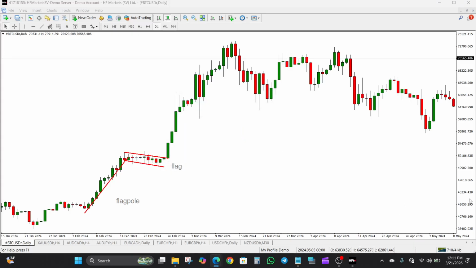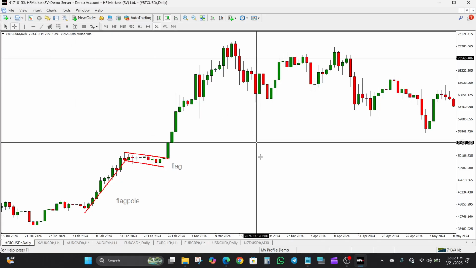Now, the limit zone refers to the best area within that flag where traders look to enter a trade. Instead of waiting for a breakout, some traders enter near the edges of the flag. For example, buying near the lower boundary in an uptrend or selling near the upper boundary in a downtrend, right? Why? Because it offers better risk to reward. You are entering at a discounted price within a trend.